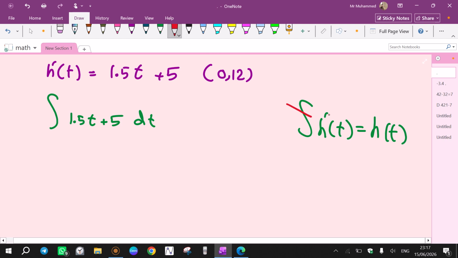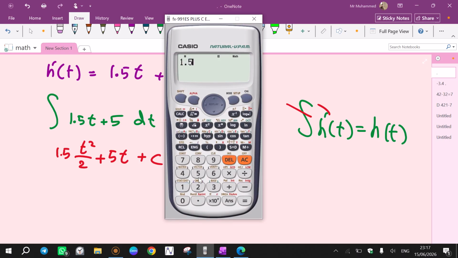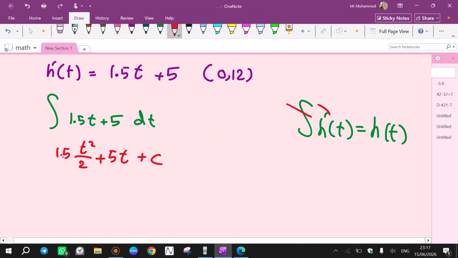Integral removes prime. Now let's do the integral. 1.5 stays the same. Integral of t will be t squared over 2, plus 5 becomes 5t, plus c. There is simplifying. 1.5 divided by 2 is 3 over 4. I can change this to 3 over 4, or I can just leave it like this.